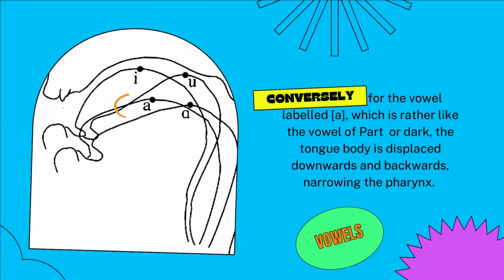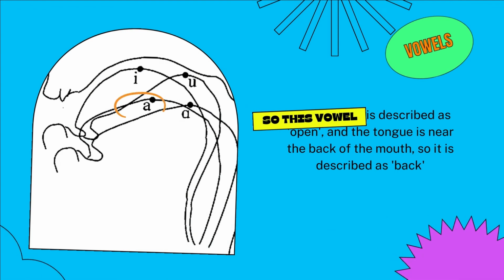Conversely, for the vowel labeled A, which is very like the vowel of the words part or dark, the tongue body is displaced downwards and backwards, narrowing the pharynx. The most extreme version of this vowel, made so that any further narrowing in the pharynx would result in a fricative, is taken as a second fixed reference point. The space between the tongue and the roof of the mouth is as large as possible, so this vowel is described as open, and the tongue is near the back of the mouth, so it is described as back.